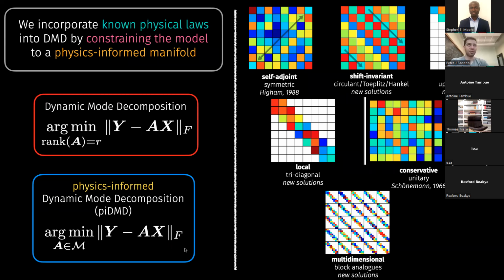But we actually don't need much of the formal technology of matrix manifolds. The takeaway of this slide, and really of the whole talk, is that we incorporate these known physical laws into DMD by forcing the model to lie on this physics-informed manifold. So we're saying, okay, I know that this system is local, I know it's causal, or I know it's shift invariant, I know one of those things. I'm going to use that knowledge in my optimization to obtain a better model. And hopefully that model is more robust to noise and will generalize to different data.